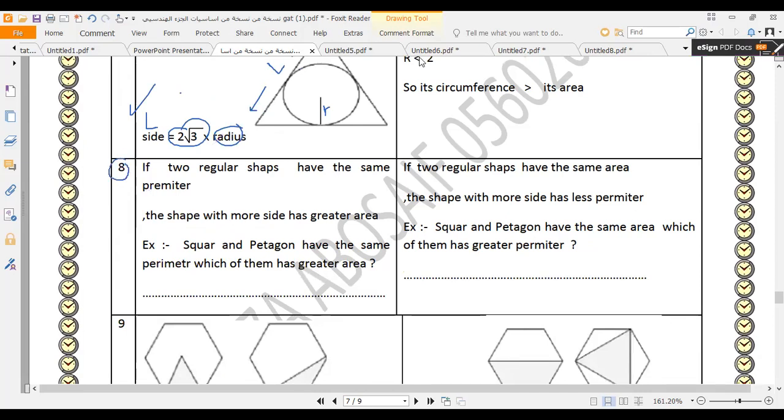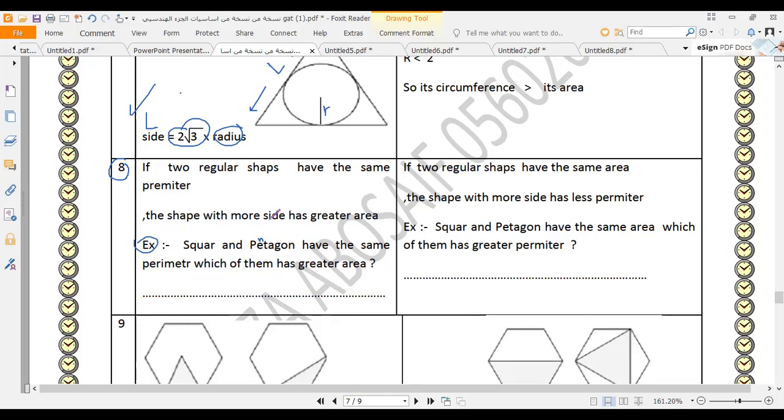Jumana, I just want you to read the question with the example. Okay, read it, please. If two regular shapes have the same perimeter, the shape with more sides has greater area. Example: a square and a pentagon have the same perimeter, which of them has a greater area? So what is the solution of this question, Jumana?